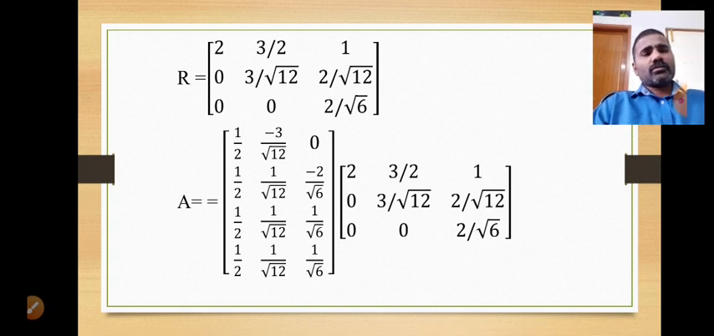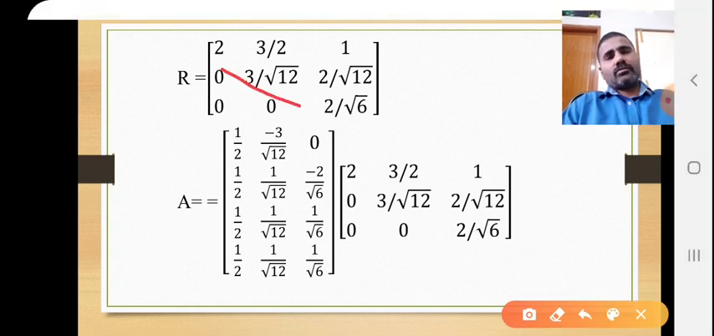Now R is equal to 2. Upper triangular means these elements will be zeros. And R11 we get is 2. R12 is 3 by 2. R13 is 1. R22 is 3 by root 12, which is nothing but root 3 by 2. R23 is 2 by root 12, which is nothing but 1 by root 3. And R33 is 2 by root 6.